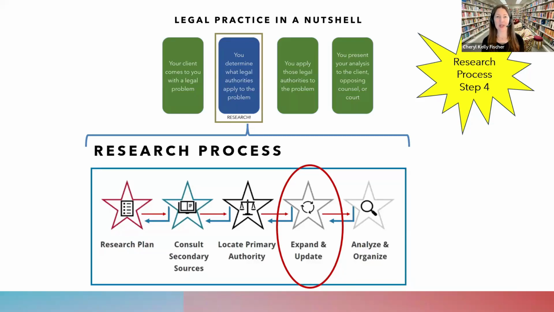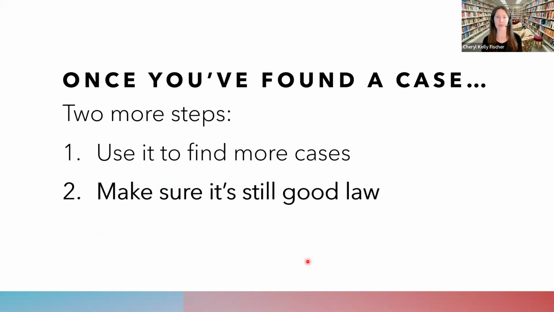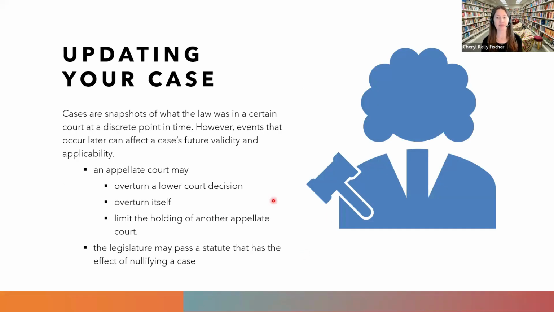In this video, we'll continue step 4 of the legal research process, expand and update. So we just covered expanding using headnotes with classification systems and citators, and now we're getting to updating. So you've got a case and it's relevant and it helps your argument, but you can't use it unless you first make sure that it's good law.